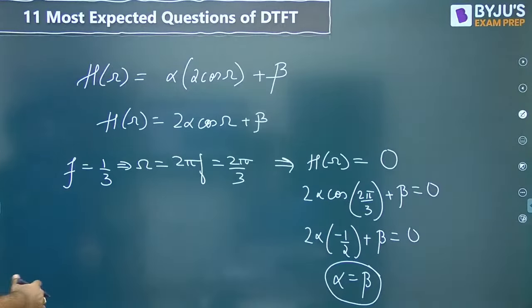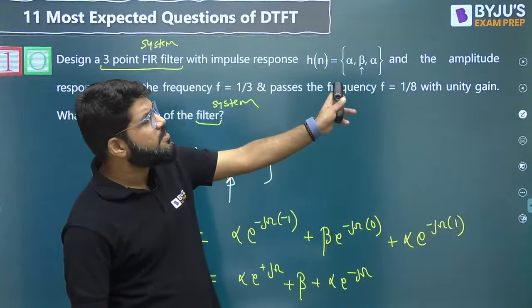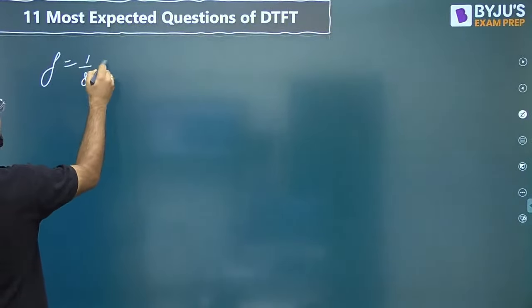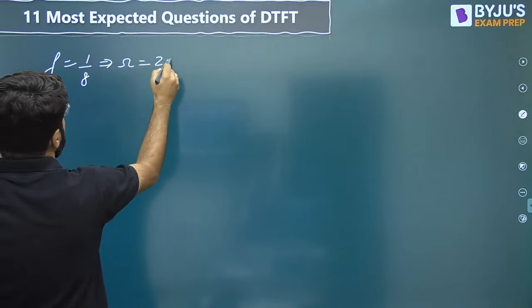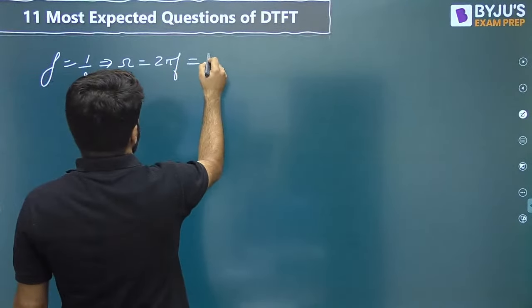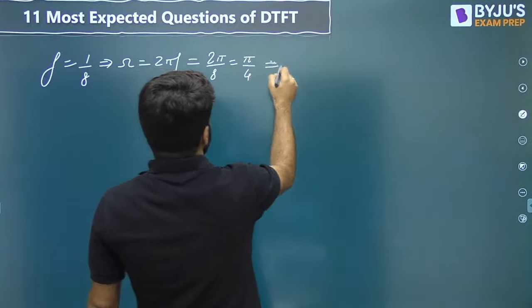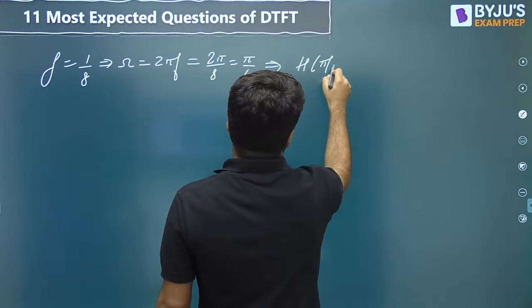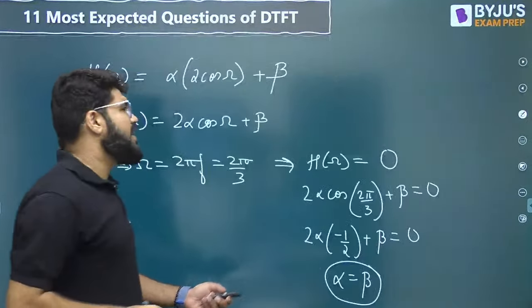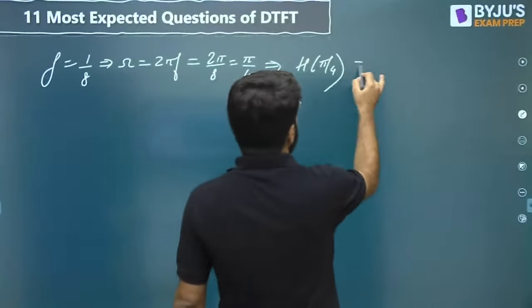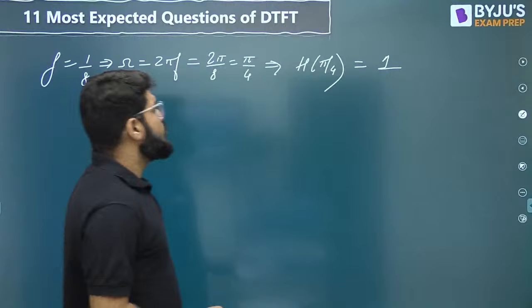Right. Now f equal to 1/8 is passed with unit gain. So omega is equal to 2 pi f, 2 pi by 8, or pi by 4. At this frequency, the gain H(pi by 4), mod H(omega) will be H(omega) because it is a real function. So H(pi by 4) should be equal to unity gain. It should be unity gain.